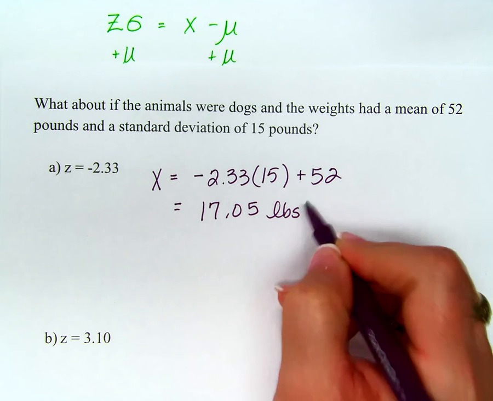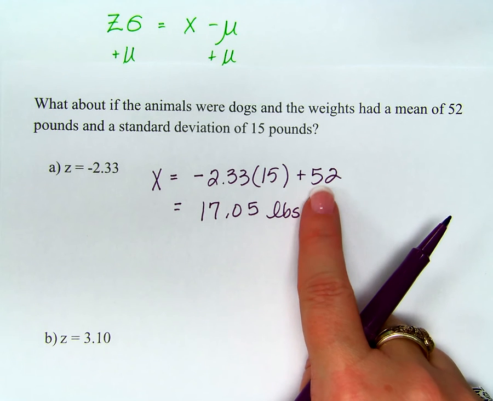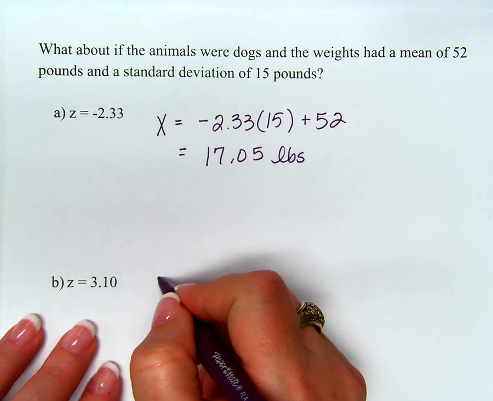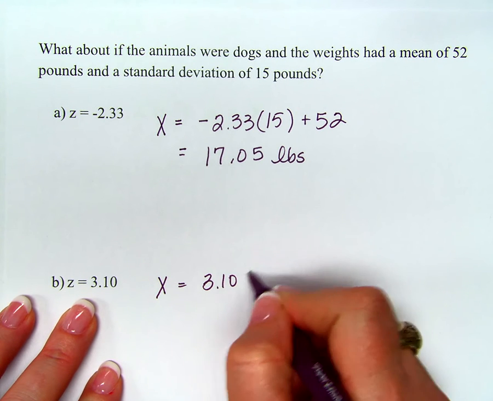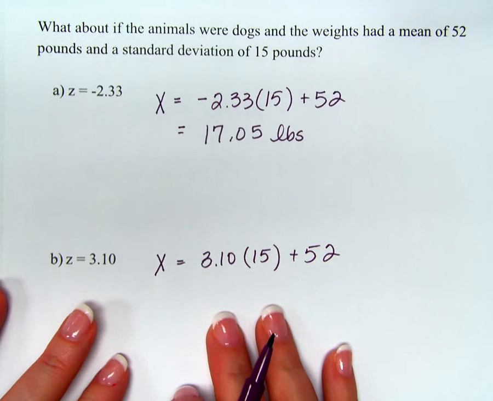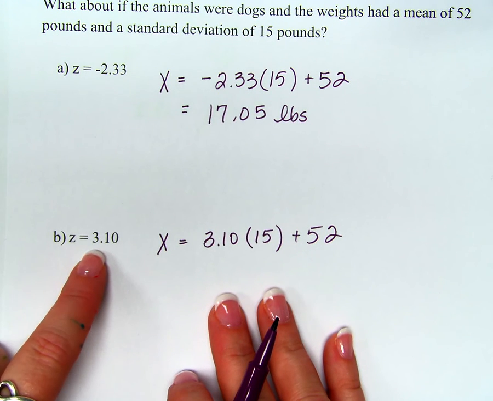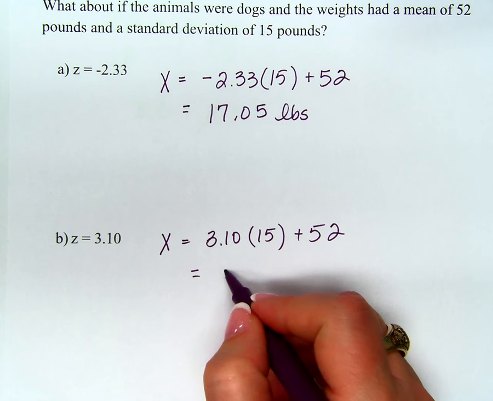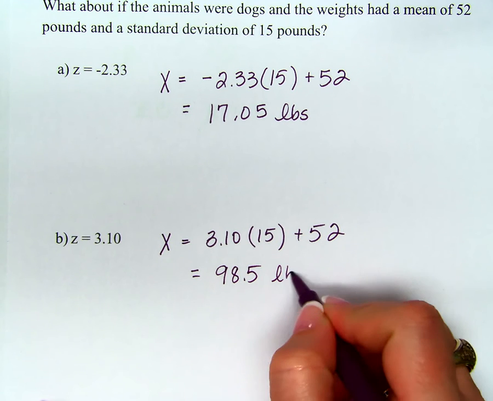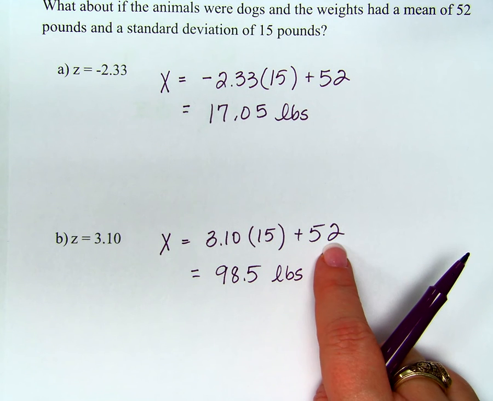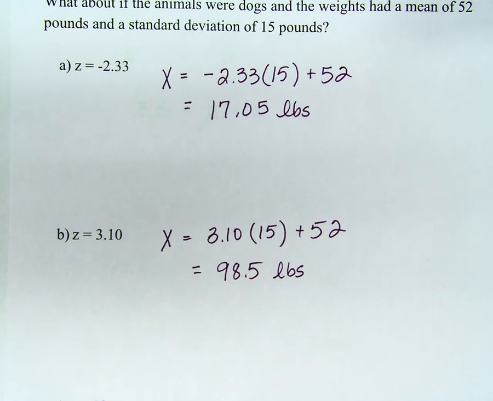Is that something I expected? Is that a little bit more than 30 pounds less than this? Yeah, it is, isn't it? Okay? Again, something to think about in the back of your brain when you're doing these problems. X equals 3.10 times 15 plus 52. Before we write the answer, what are you expecting? More than 52? And in fact, about 45 more than 52, right? 98.5. Did you expect that? 45 would be 97, and we said a little more than 45, right?